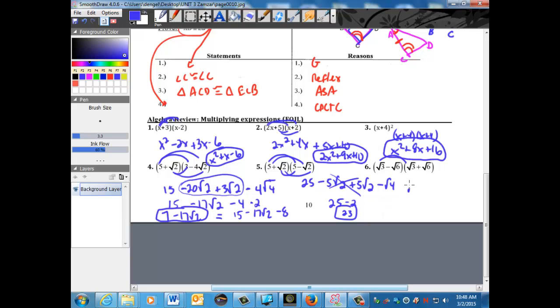Rad 3 times rad 3 is rad 9. Rad 3 times rad 16, rad 18. That gives me negative rad 18, and then negative rad 36. Rad 9 is 3. Again, this is a difference of squares. Rad 18's cross out, and then rad 36 is 6. 3 minus 6, negative 3.